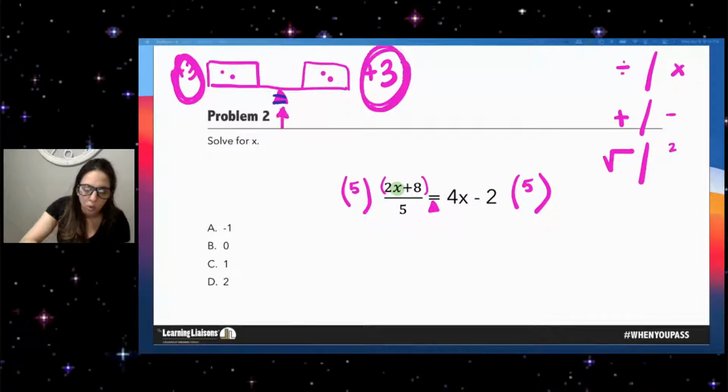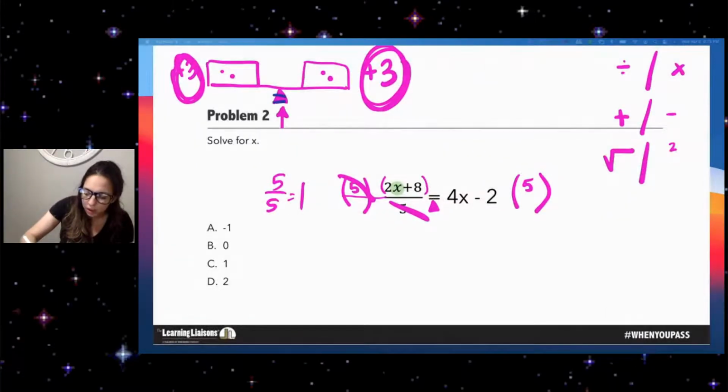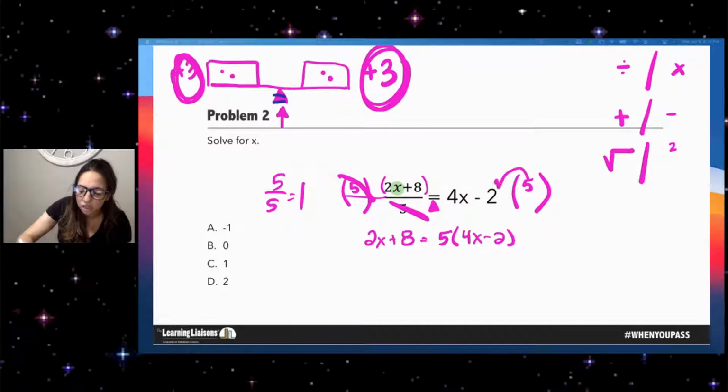So 5 divided by 5 equals 1, which is why these cross off. So I'm left with 2x plus 8 equals 5 times 4x minus 2. This is not just 5 times 2. This is 5 times this entire side of the equation. So let's go ahead and use the distributive property.